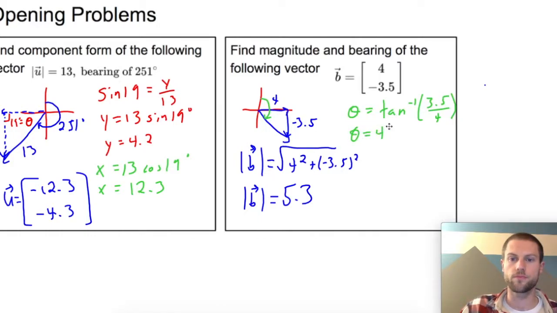41.2. So this little angle right here is 41.2, and the bearing is going to be this little angle plus the 90 degrees that I already rotated. So the bearing is going to be 41.2 plus 90 degrees, and that comes out to be a bearing of, this is now 5.3 in my magnitude, at a bearing of 131.2 degrees.